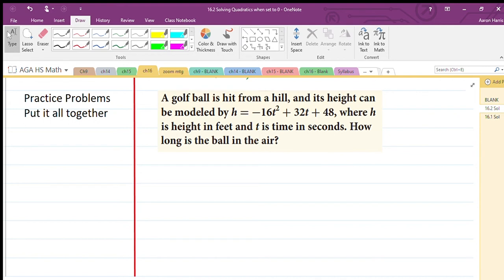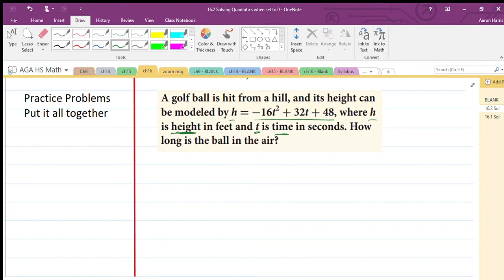Practice problem. Okay, let's put it all together. A golf ball is hit from a hill, and its height can be modeled by h for height, equals this quadratic. Negative 16t squared plus 32t plus 48, where h is what? Height in feet, and t is what? Time in seconds. How long is the ball in the air?